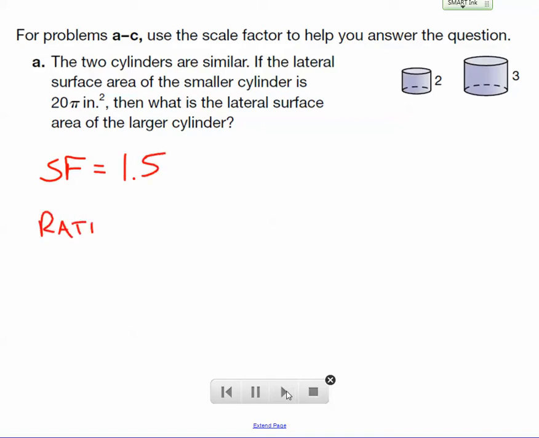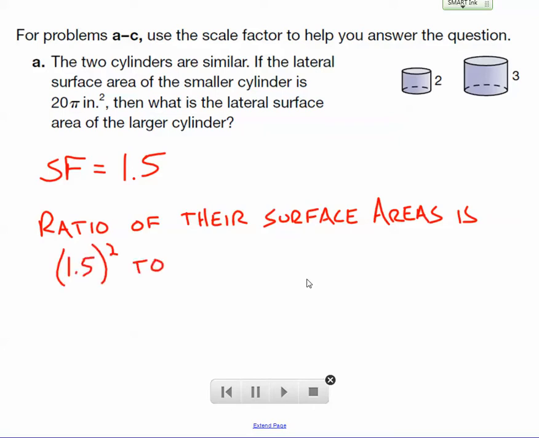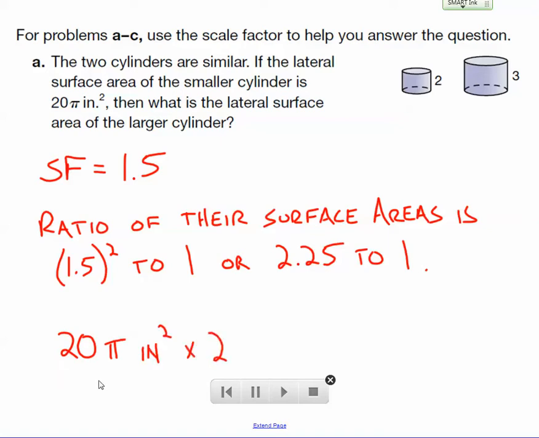Okay. Now, the ratio of their dimensions is 1 to 1.5. But the ratio of their surface areas, or 1.5 to 1 if you're going from larger to smaller, is 1.5 squared to 1, or 2.25 to 1. So if we want to figure out the lateral surface area of the bigger one, and we're given that the lateral surface area of the smaller one is 20 pi inches squared, we'll just multiply that by 2.25. Which is 45 pi inches squared.